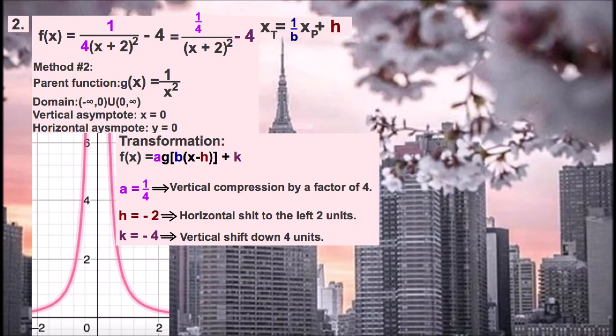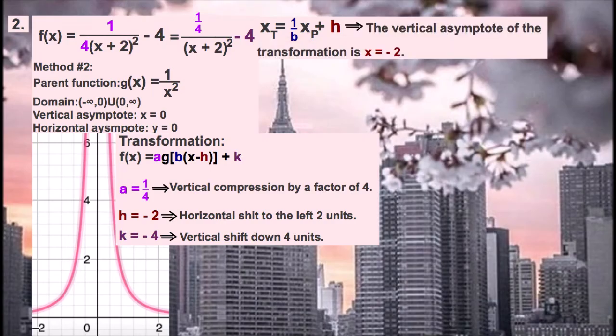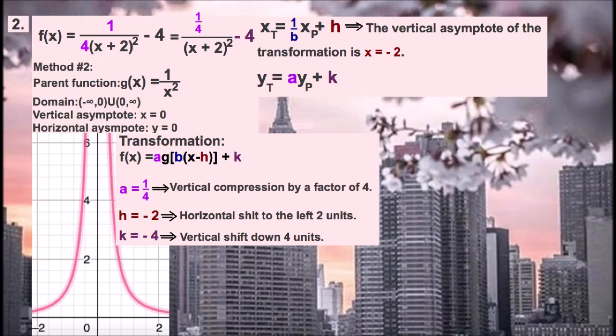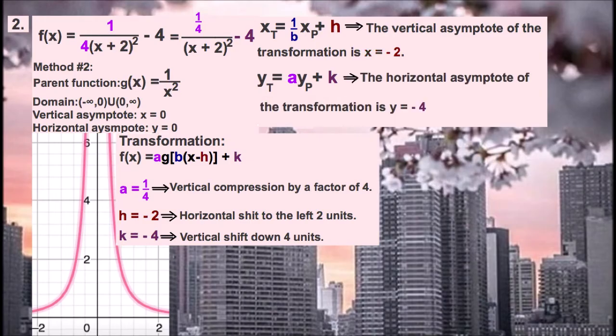X transformation is equal to 1 over b times x parent plus h. Thus, the vertical asymptote of the transformation is x equals negative 2. Y transformation equals a times y parent plus k. Thus, the horizontal asymptote of the transformation is y equals negative 4.